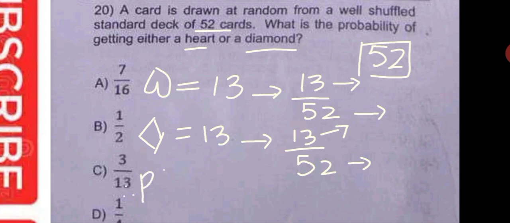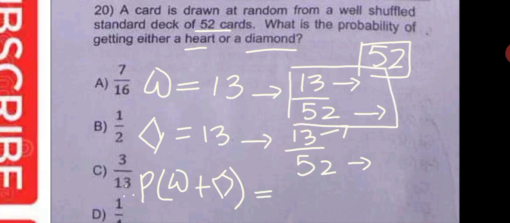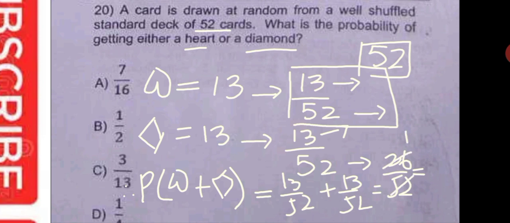Similarly, number of diamonds in a pack of 52 cards is also 13, and selecting a card of diamond, the probability is 13 divided by 52. Here 13 is the number of favorable cases, and 52 is the total number of cases. Therefore probability of selecting heart or diamond is the addition of the probabilities. So we have 13 divided by 52 plus 13 divided by 52, which comes out to be 26 divided by 52, which is 1 divided by 2. That is, probability of selecting either a heart or a diamond is 1 by 2. So the option B is correct.